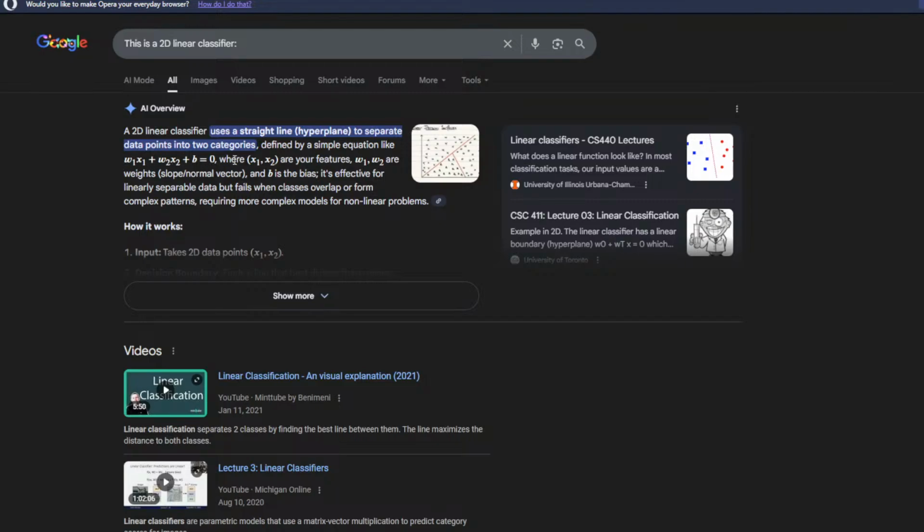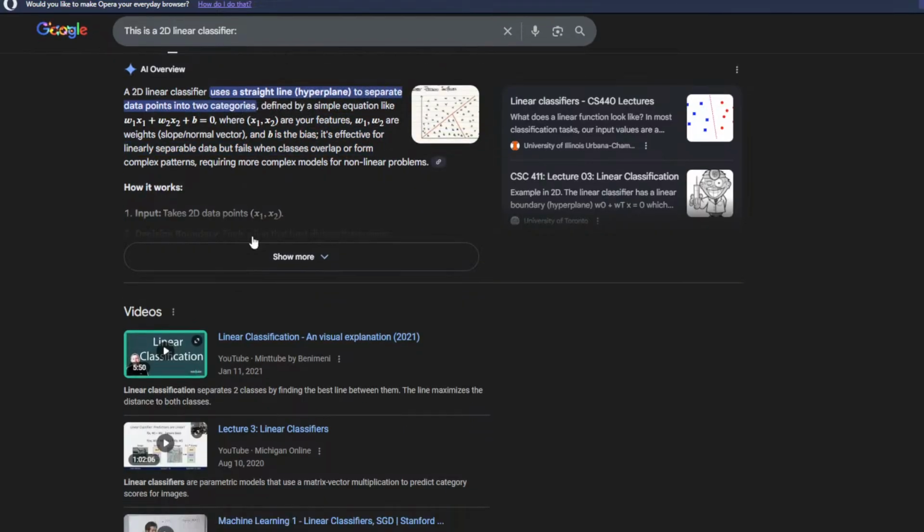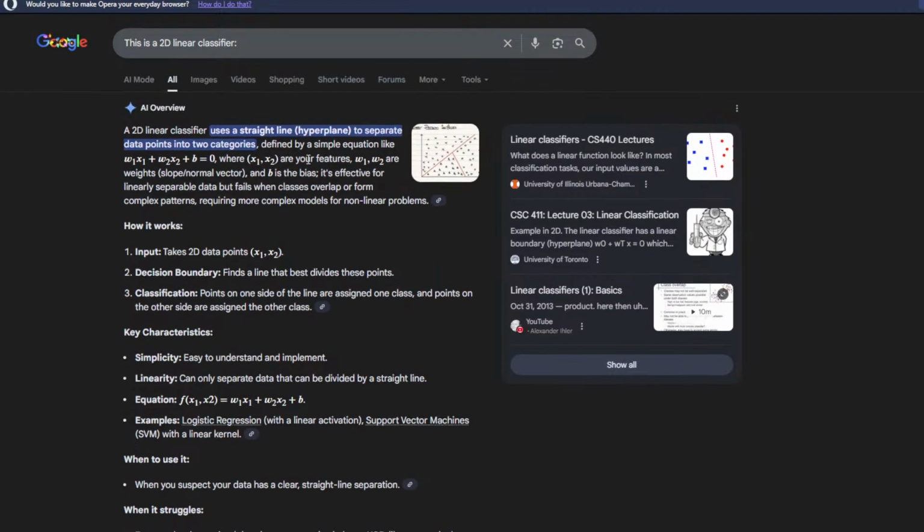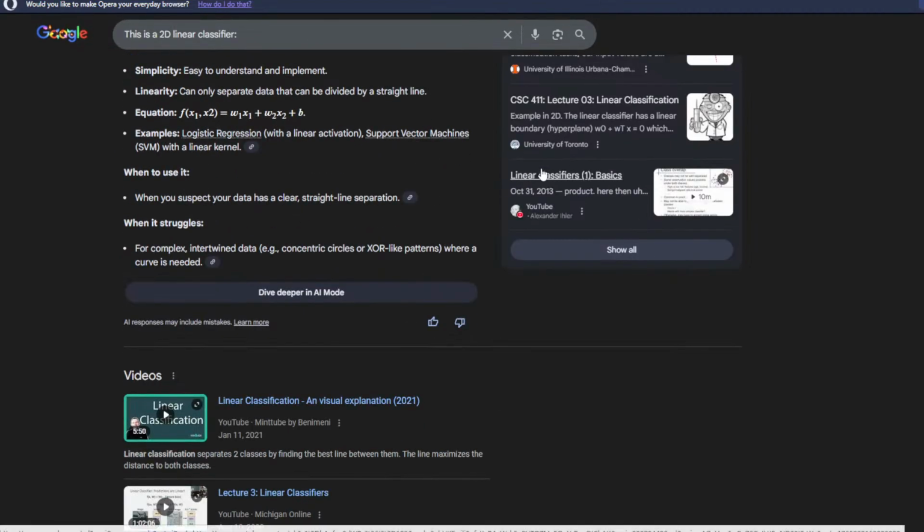equals 0, where x1 and x2 are your features, w1 and w2 are weights, and b is bias. So it takes 2D points, x1, x2. Okay, 2D data points, x1 and x2. Let's understand this first, right? Let's deep dive into 2D linear classifiers.